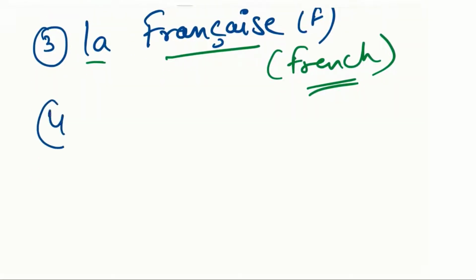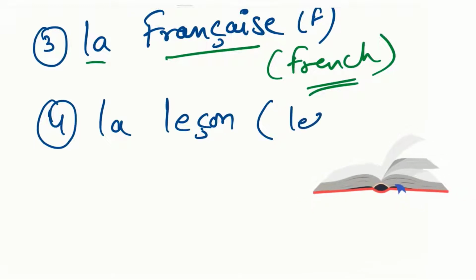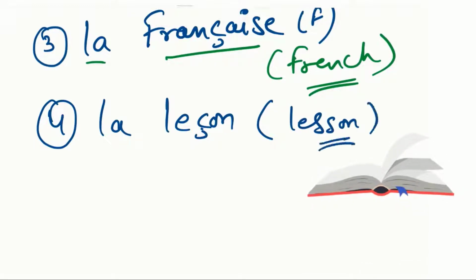The fourth one. La leçon. This is lesson in English. Okay? And if you're not putting this sign, then it will be what? Le leçon. That will be wrong. The pronunciation will be wrong. So we have to put this sign for the correct pronunciation and for the correct spelling as well.